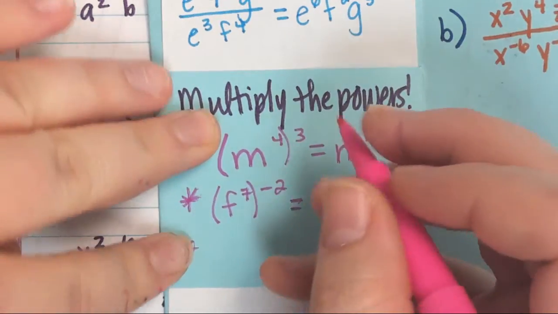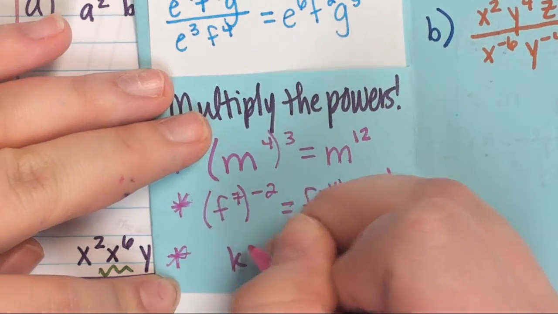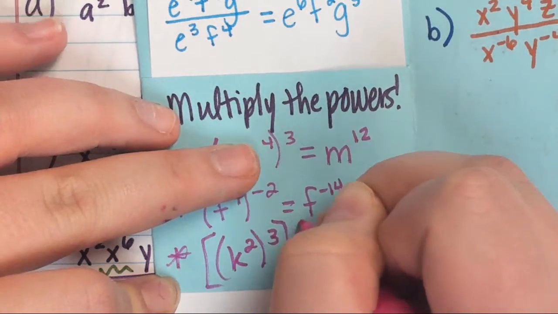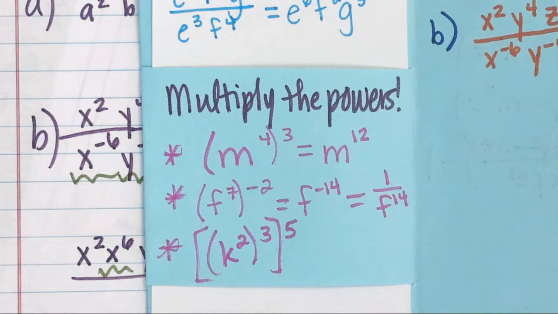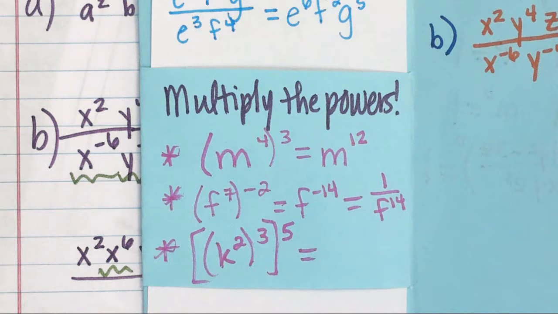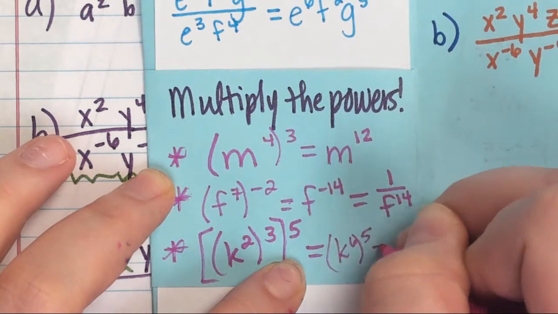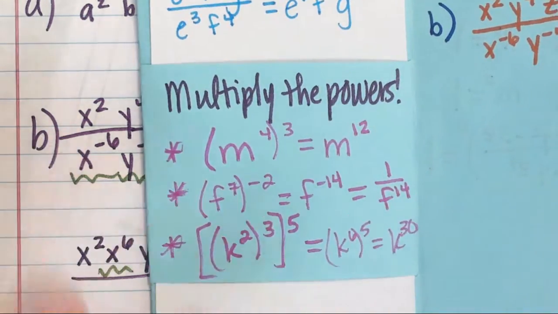Okay, so k squared raised to the 3rd raised to the 5th. What if we raised k squared to the 3rd and then raised that to the 5th? Multiply everything and you would get 30. But if you wanted to do it one step at a time, you could do k squared times 3, which is k to the 6th, and then raise that to the 5th and get k to the 30. Or you could just jump straight to k to the 30.